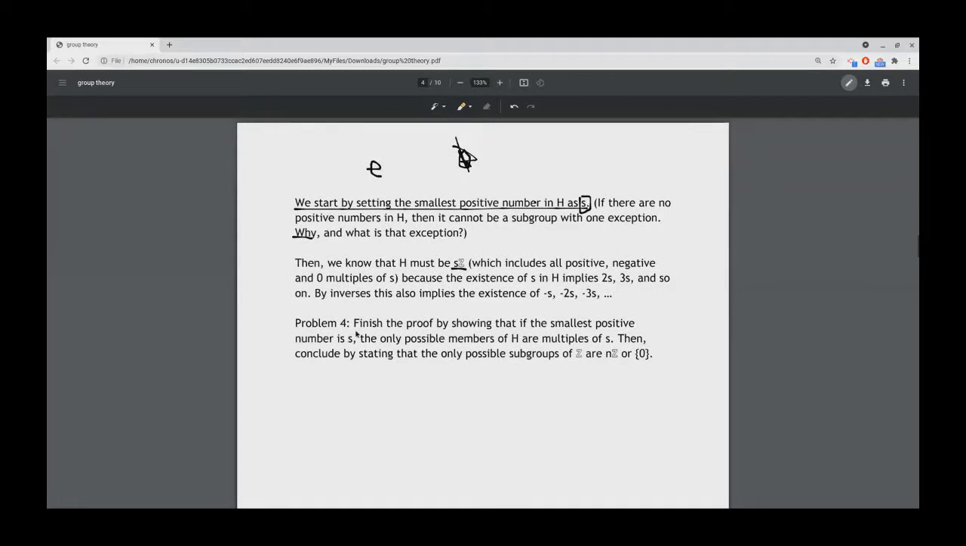So now this proof isn't complete. So finish the proof by showing that the smallest possible number of H is S. Oh wait, I kind of spoiled it. But the only possible numbers of H are multiples of S. Then conclude by stating that the only possible subgroups of Z are N, Z, or 0.